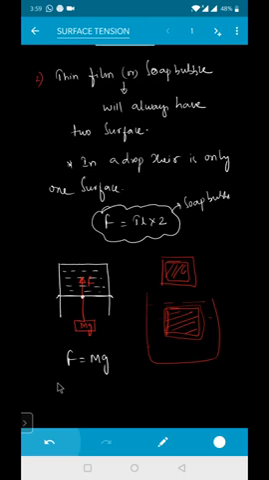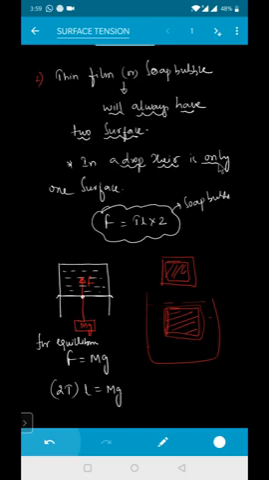I can write for this, beta: F will be equal to 2T into L is equal to M into G. Can I write like this? Yes, sir. For the equilibrium condition. So whenever it is in equilibrium, F will be equal to mg, or 2T into L will be equal to M into G. Is that clear? Yes, sir. So thin film or soap bubbles will always have how many surfaces, beta? Two surfaces, whereas for a drop there is only one surface. So for the soap bubble, F is equal to T into the length of that frame into 2. Is that clear? Yes, sir.